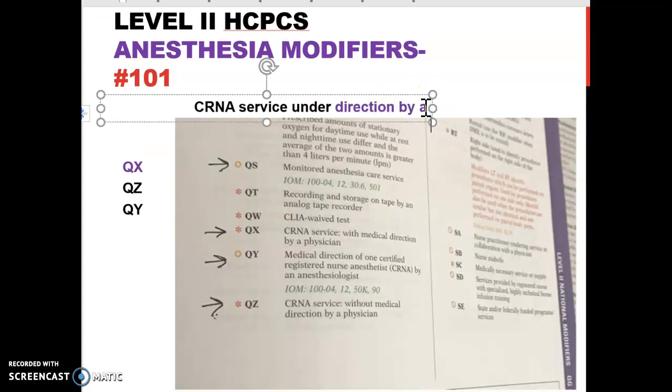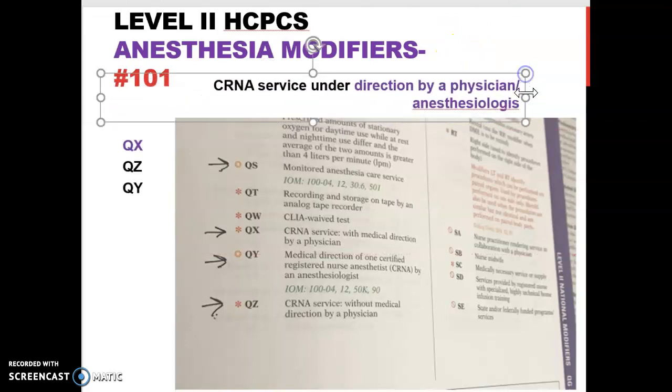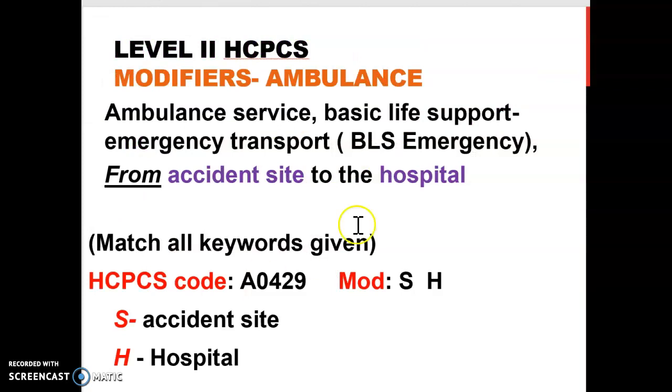Remember, when you code for an anesthesiologist, he is also a physician. Anyway, by a physician or anesthesiologist. I was just going to write that down. So this is a very commonly coded modifier. Make sure you pay attention and find it and put some kind of a tab on it so you will find it as quickly as you can.